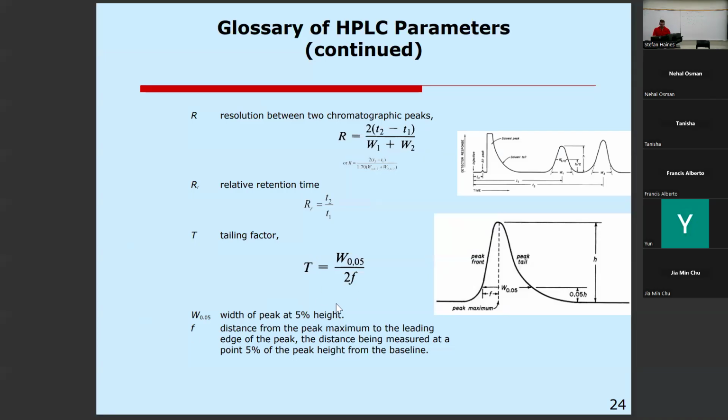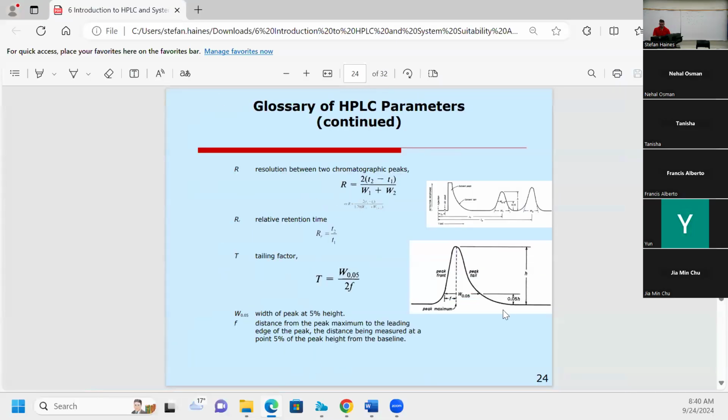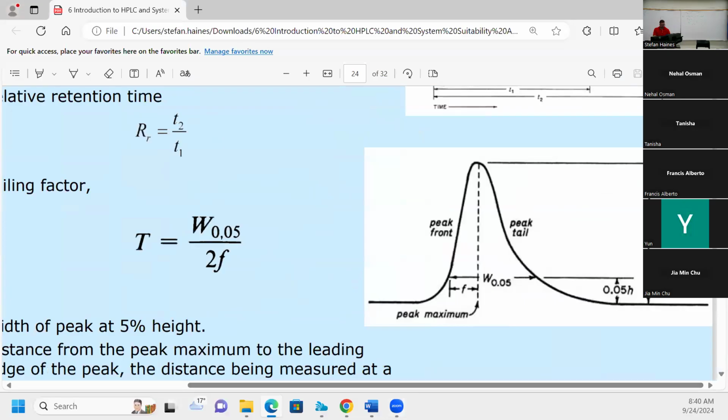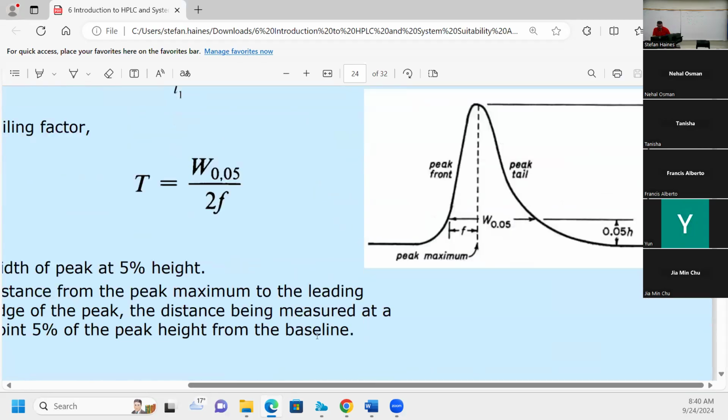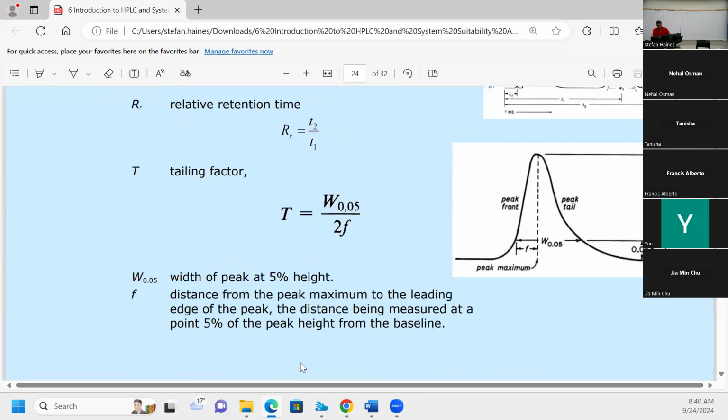There it is. So with the peak at 5% height and the peak maximum to the leading edge of the peak. So here's a better version of that formula, a better picture than the one I drew. Leading edge. Oh, this would be the leading edge. Okay. I would call that the tailing edge, because the leading edge is like going that way, but whatever.